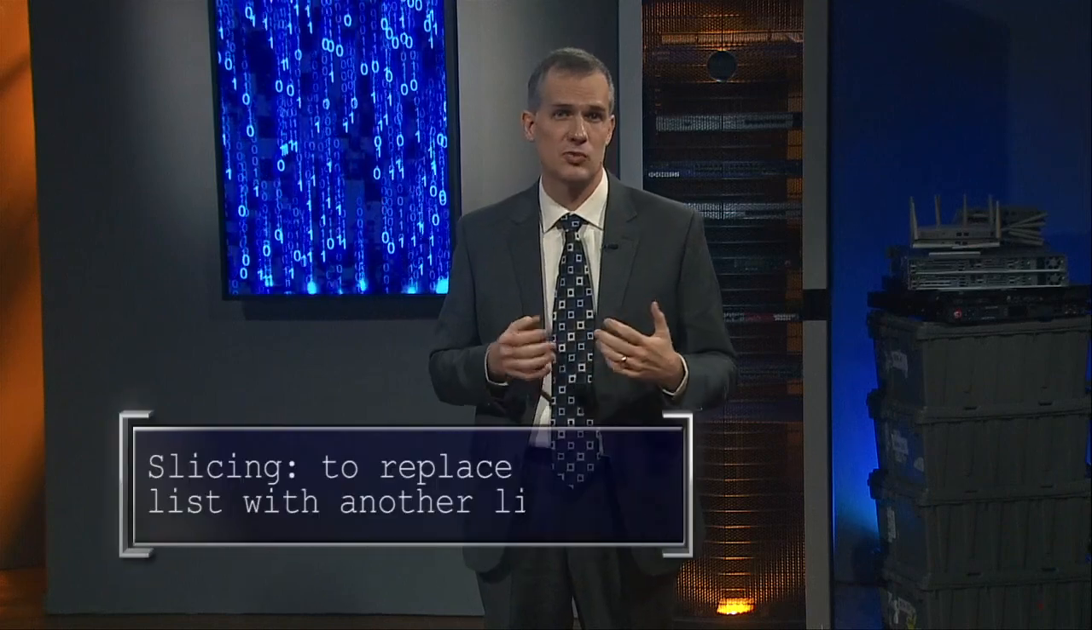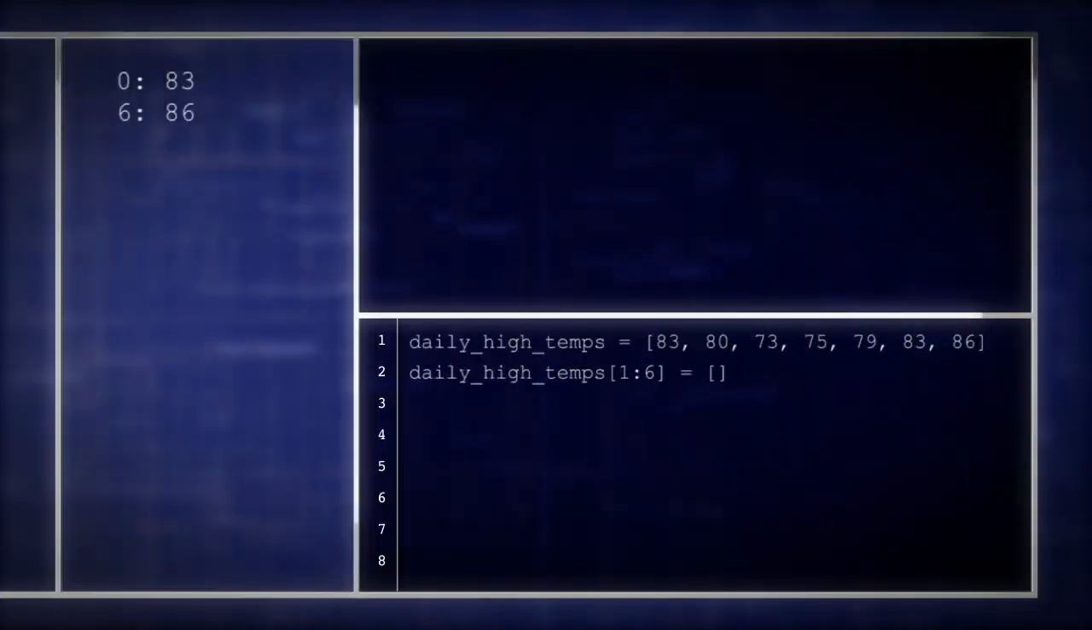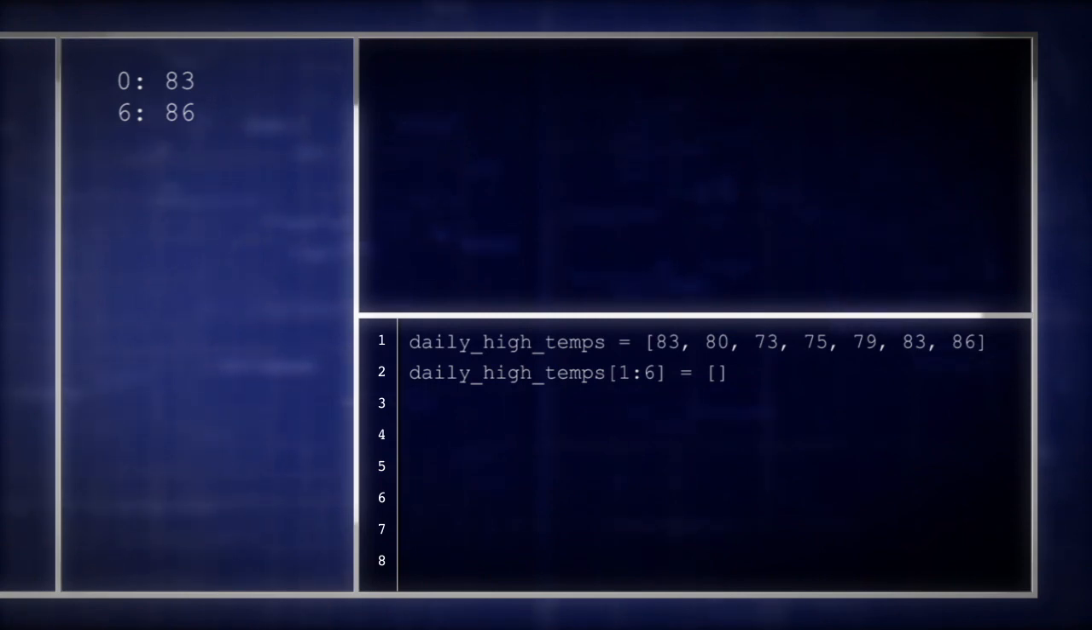We can reassign values to slices, for instance, replacing part of a list with another list. For example, look at this code. In this case, we've deleted all the weekdays from our list, leaving us with only the Sunday and Saturday temperatures. The slice operation took that middle part of the list and replaced it with an empty list.